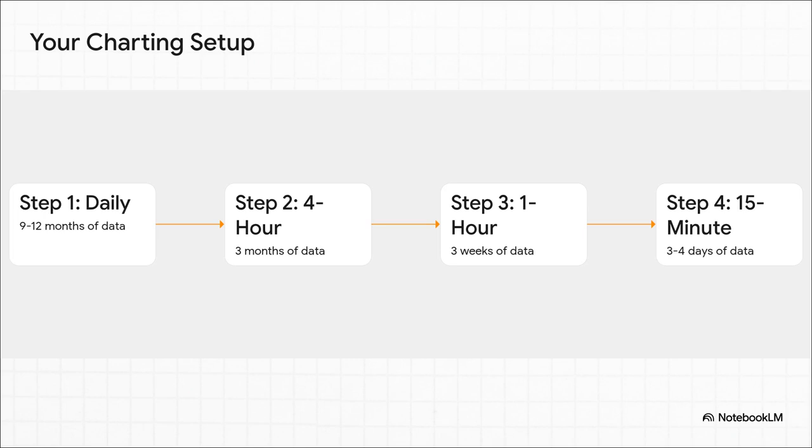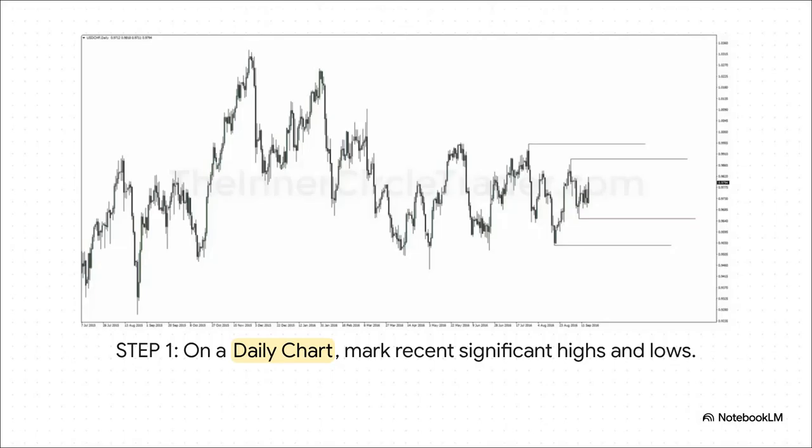You need a daily chart with about a year of data, that's for the long-term narrative, then a 4-hour chart with 3 months for the intermediate trend, a 1-hour with 3 weeks for context, and finally a 15-minute chart showing just the last few days for that real up-close view. So your process starts right here on a clean daily chart. And don't overthink it. Your only job is to mark the most obvious, significant swing highs and swing lows, the places where price clearly turned around. These are the key structural points, the skeleton of the market.